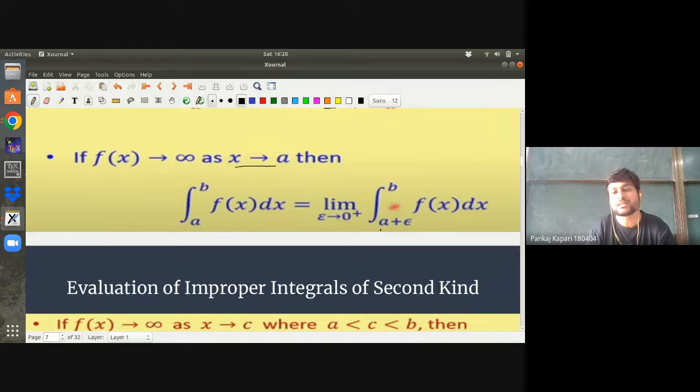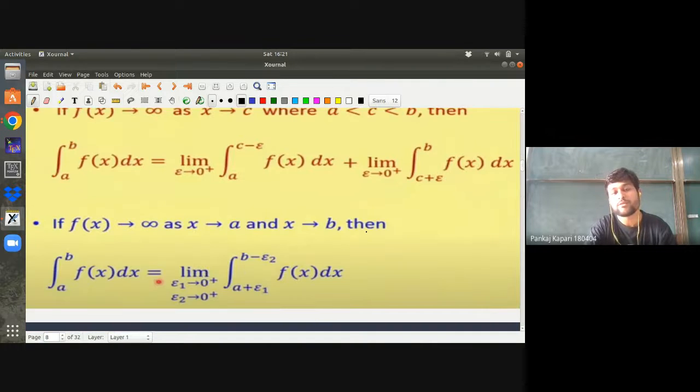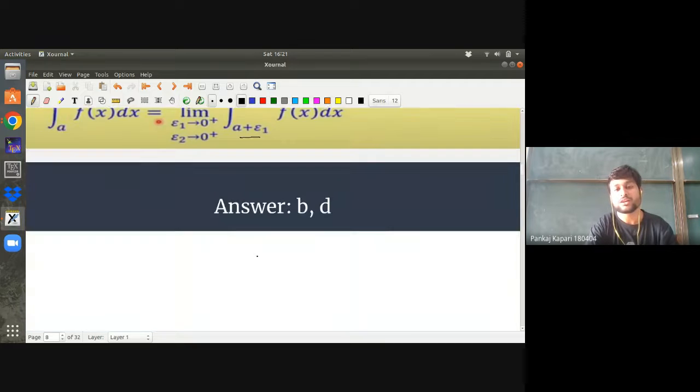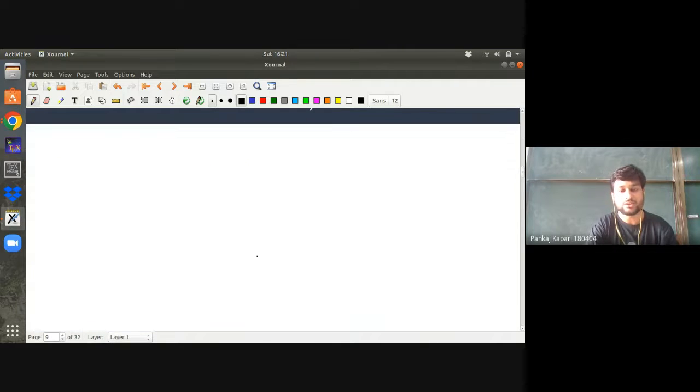Something bigger than a means a plus epsilon. We have added a small quantity, and then we are taking the limit epsilon tends to 0. What will happen if the function becomes unbounded at both points, let's say at a and b, because that is our case? Again the same thing. Now there are two parameters, epsilon 1 and epsilon 2. We take something less than b and something bigger than a, and after calculating the integral we will take the limit that epsilon 1 and epsilon 2 both go to 0. So this we will do for this question.